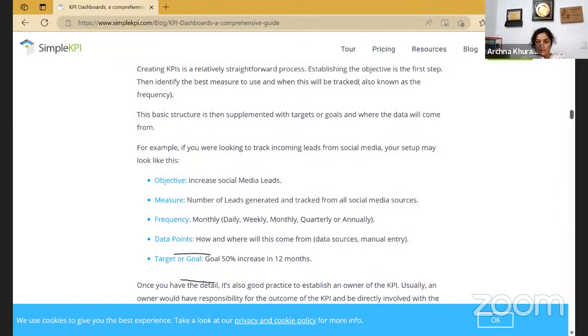That's it. So suppose you are an HR manager and you want to create your own KPIs. How are you going to create that using these particular things? How will you write your 3 KPIs?